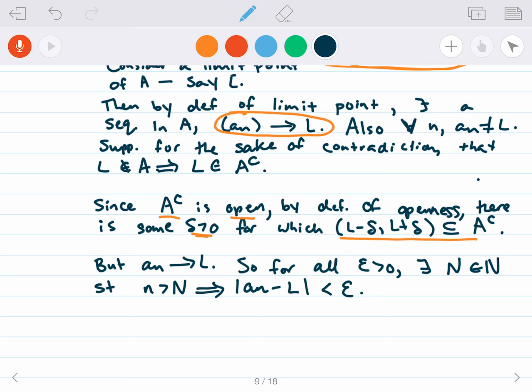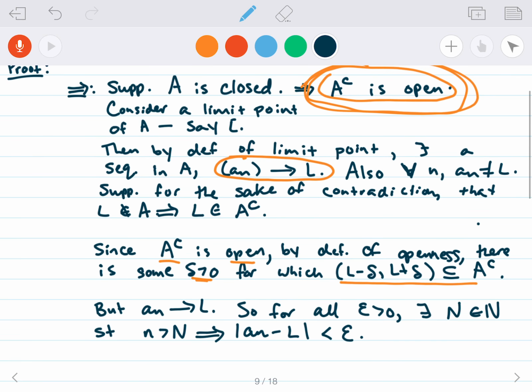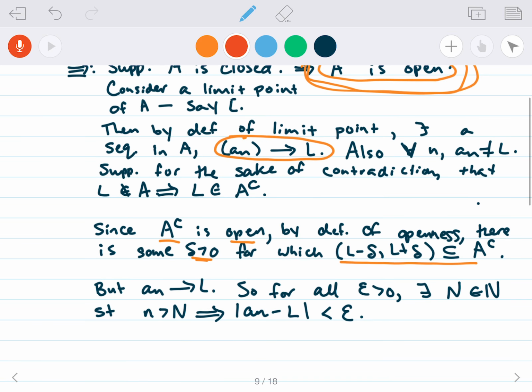And so the idea here is, okay, we know that, let's see, what am I trying to say here?